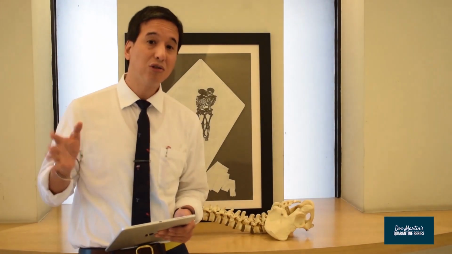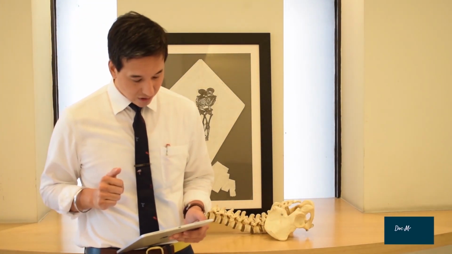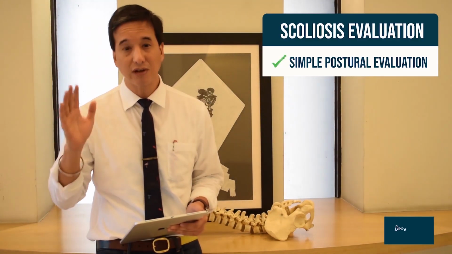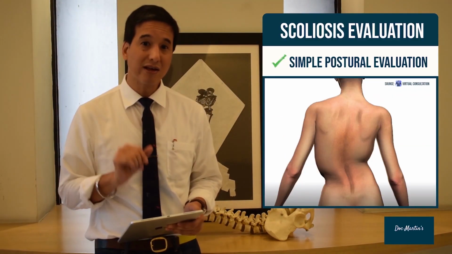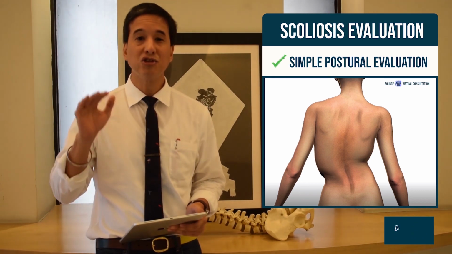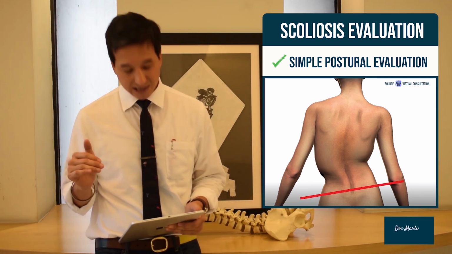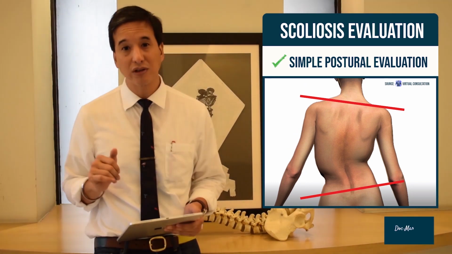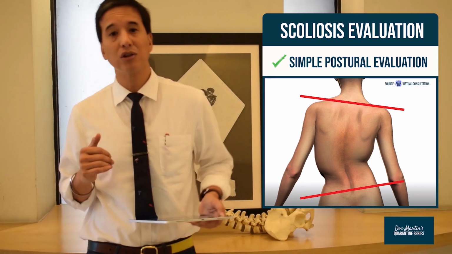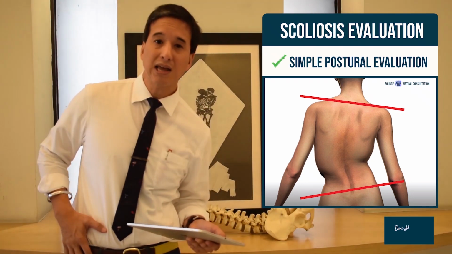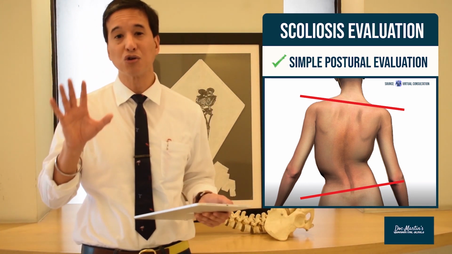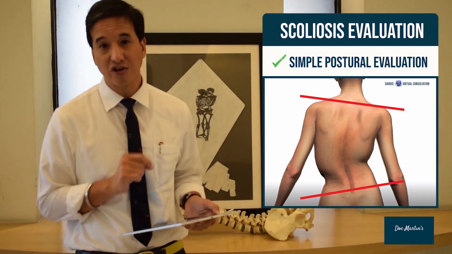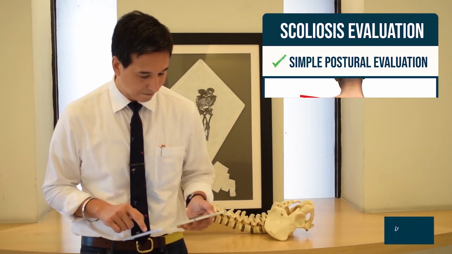So, how do you tell if you have a scoliosis? The best way is to do a simple postural evaluation. You look at somebody from behind and you check, are the hips uneven? Are the shoulder blades uneven or the height of the shoulder uneven? If one shoulder is lower than the other, one hip is lower than the other, and the shoulder blades are uneven, there's a high likelihood that there is a curvature underneath there.